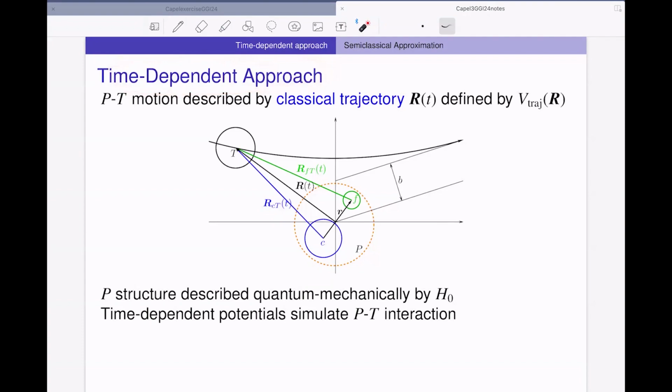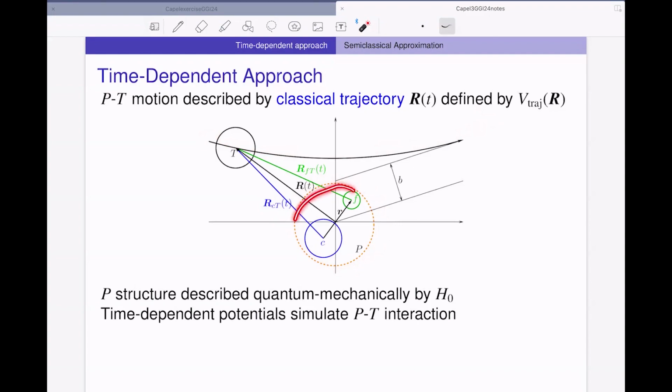You need big computers, and so people have looked at different alternatives, and one of these alternatives is the time-dependent approach. So the idea is to simplify the projectile target motion. So instead of treating it quantum mechanically, you go for a semi-classical approximation. You say the projectile target relative motion is described by a classical trajectory. So here, it's looked at in the reference frame of the projectile. So you sit on the projectile, and so you see the target moving, passing by. That's exactly the viewpoint here.